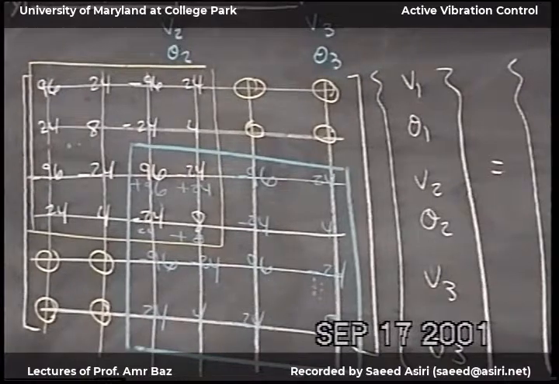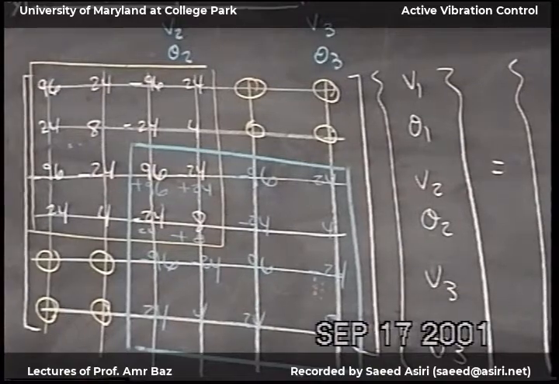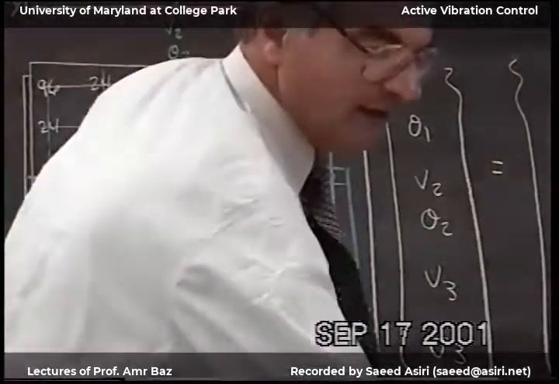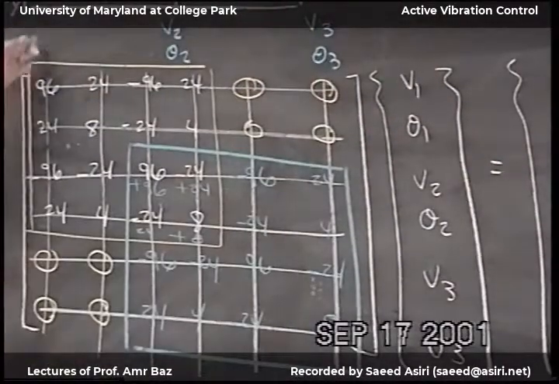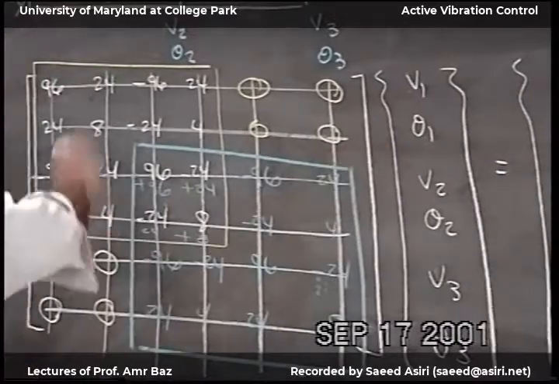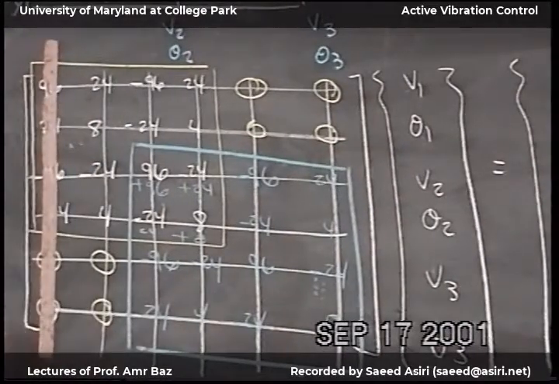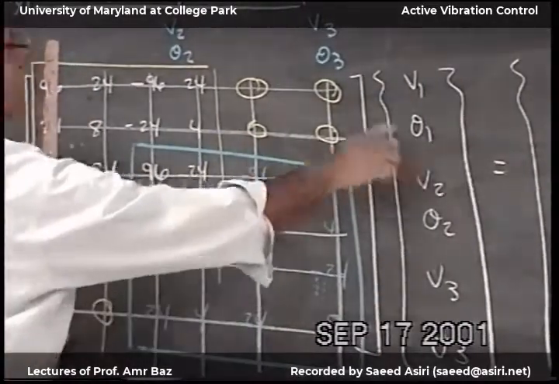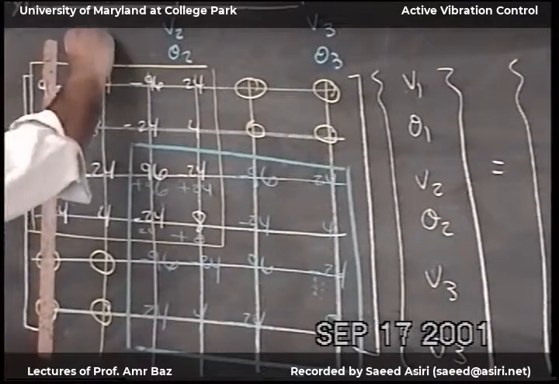Now, after I'm done with the assembly of the stiffness matrix, I'm going to impose the boundary condition. We said last lecture, the first thing we do is eliminate the column corresponding to the 0 degrees of freedom. So I'm going to eliminate this column. I'm going to eliminate theta 1 also because it is 0. So I'm going to eliminate its column.